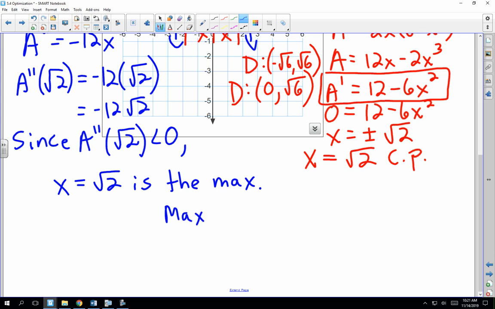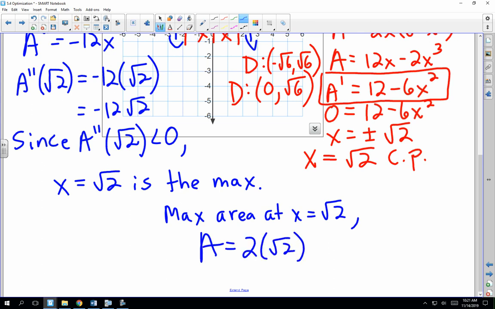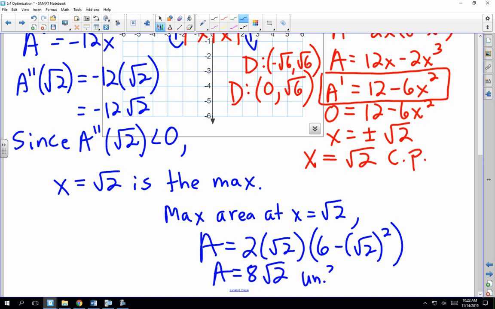Max area at x equals root 2 is A equals, it was 2 times x, so 2 times root 2 times 6 minus root 2 squared. I'm just plugging that into the original equation I came up with. And what do I get here? 6 minus 2 is 4. 4 times 2 is 8 root 2. So area is 8 root 2 square units. That's it.